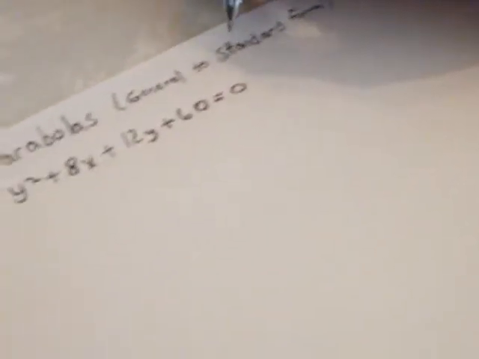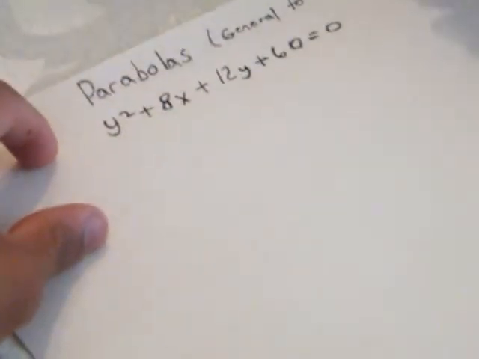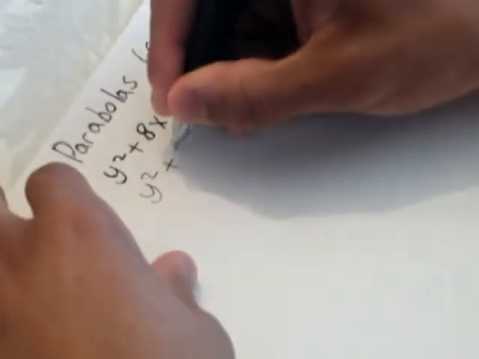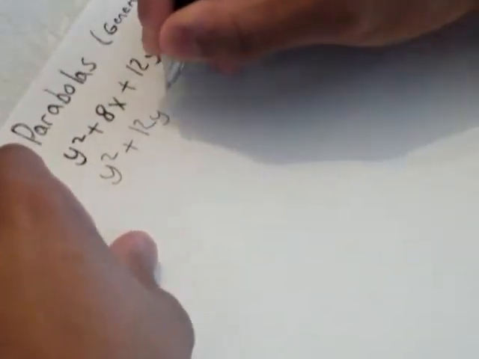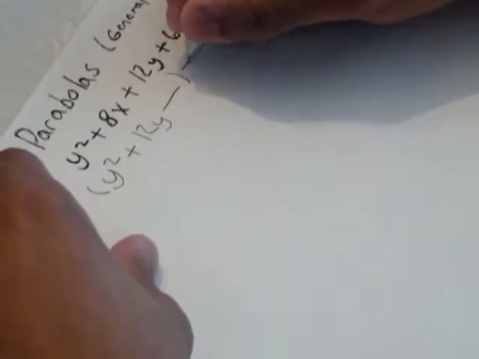And today we'll be learning about parabolas, how to turn them from general to standard form. Today's equation is y squared plus 8x plus 12y plus 60 equals 0. The first thing you would like to do with this equation is group all your y's together. And leave a space right here. It'll come in handy later. Then you'll write everything else on the outside of it.